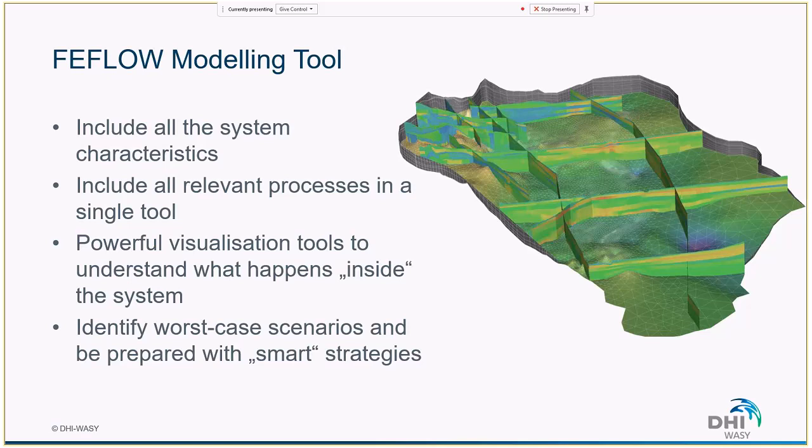It's really straightforward. We also have strategies to identify worst case scenarios. So we have a tool called FEPEST, parameter estimation software. It's a graphical interface for PEST, which allows us to identify all these cases and be prepared and take smart decisions.